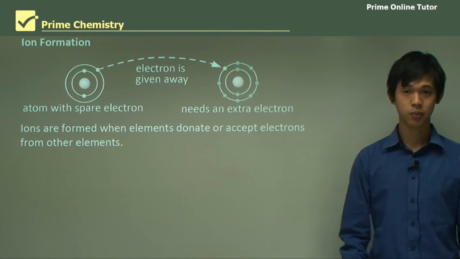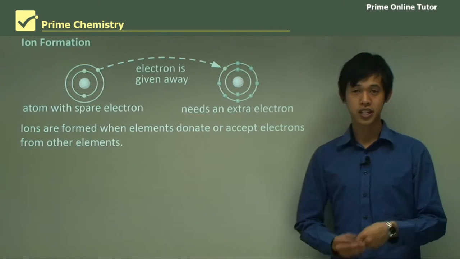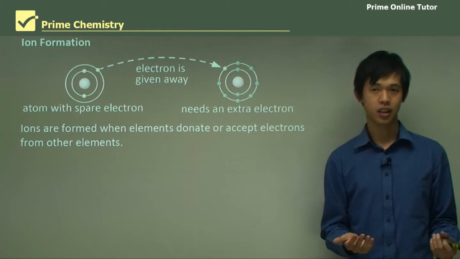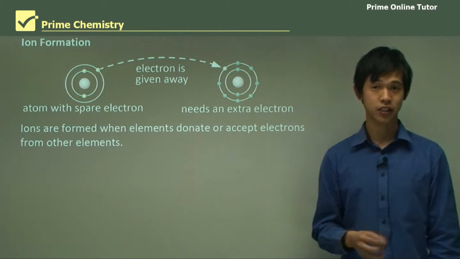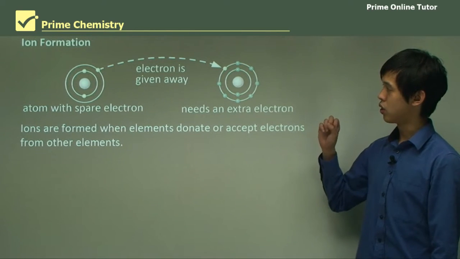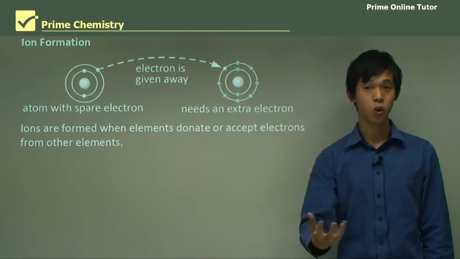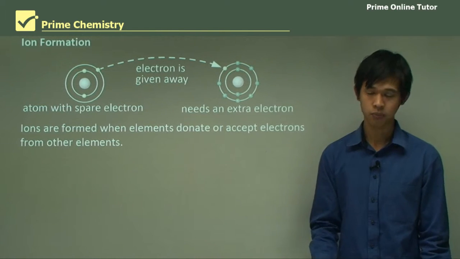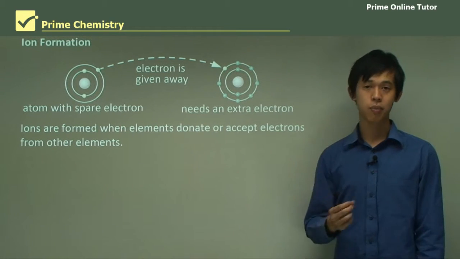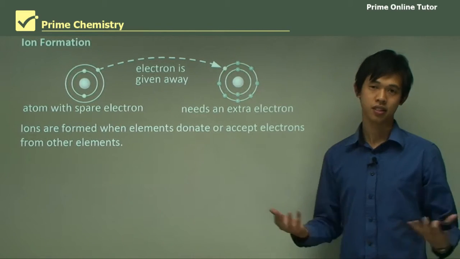So the question then becomes, how do we actually form an ion? What actually happens? In year 10, we looked at valency, and possibly ionic compounds as well, but we definitely covered valency. So what happens is ions are formed when elements either donate or accept electrons from other elements or atoms. One atom wants to give away an electron, another one wants to take in an electron. So it's sort of a match made in heaven.